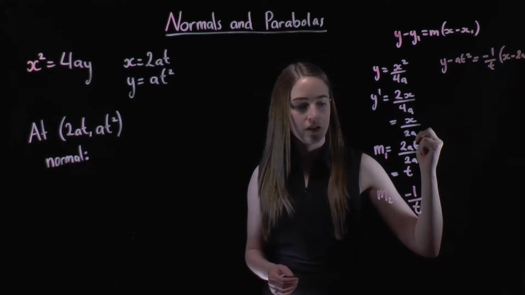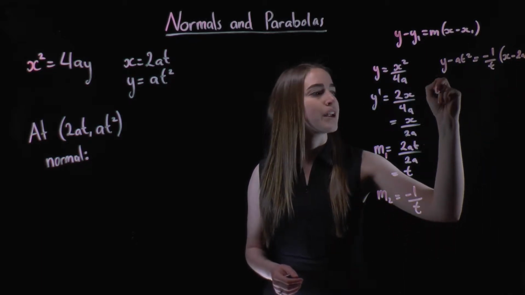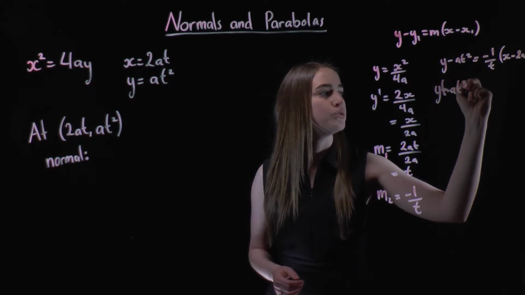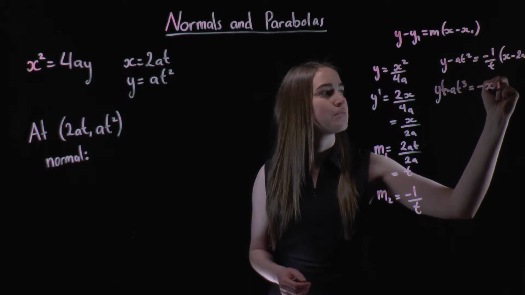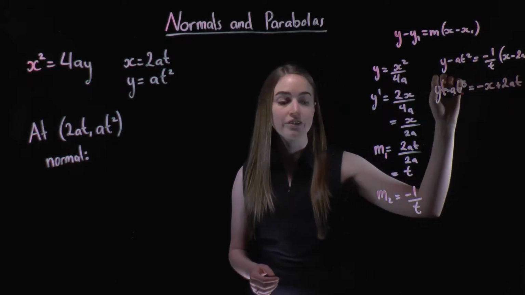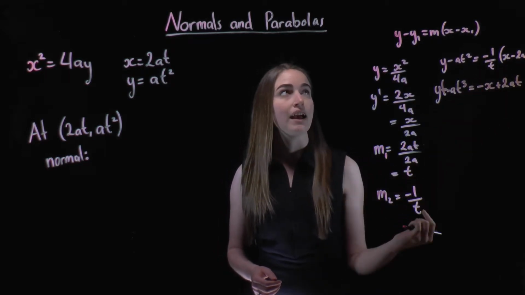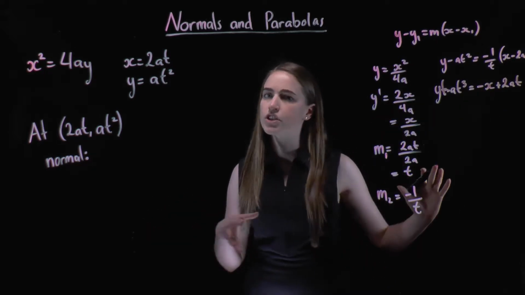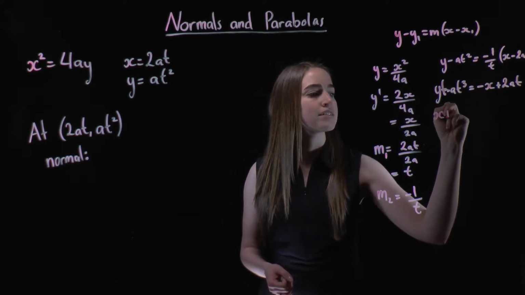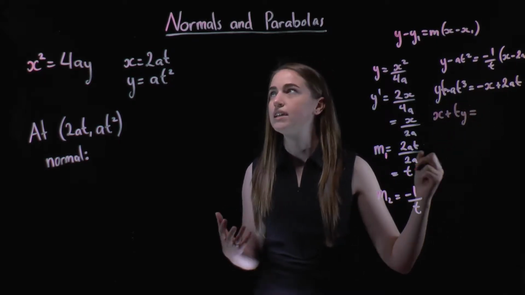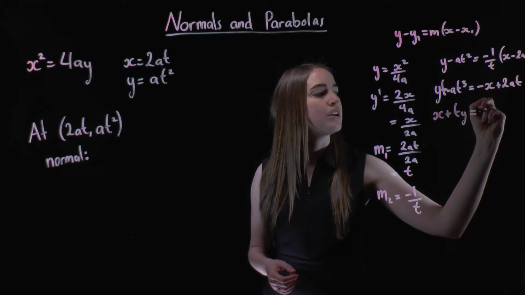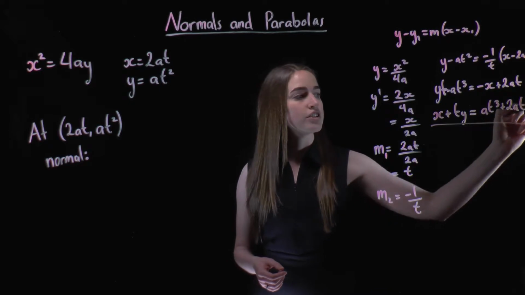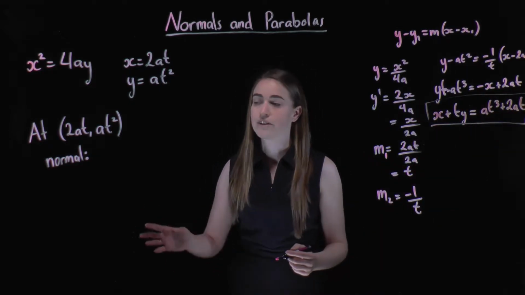But we're going to have yt minus at cubed equals minus x plus 2at. So I've multiplied everything by t, and I've expanded that bracket out as well. Now if I move all my x's and y's onto one side of the equation and everything else over the other side, I'm going to have x plus ty, or yt, it doesn't really matter which way around you write it, is going to be equal to at cubed plus 2at. So this equation is again on your formula sheet, so we'll write it over here.